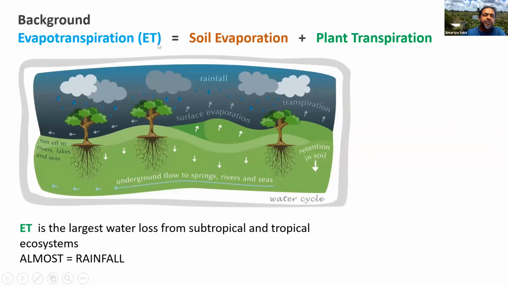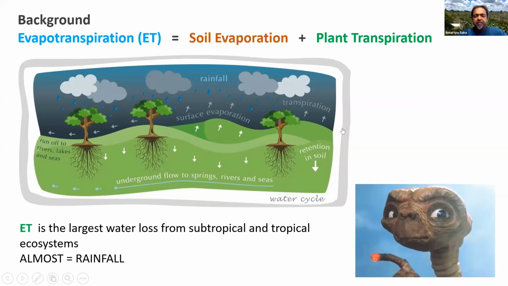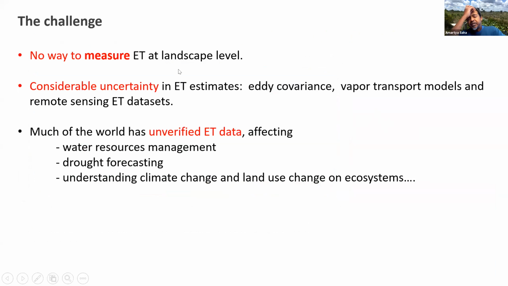So briefly, evapotranspiration is the sum of soil evaporation and plant transpiration. Okay? It is the largest water loss from subtropical and tropical ecosystems, and it is almost equal to rainfall in these parts. And I'm going to refer to evapotranspiration as ET. All right. So the challenge is that there is no way to measure ET at a landscape level.